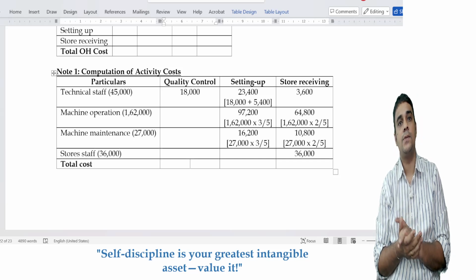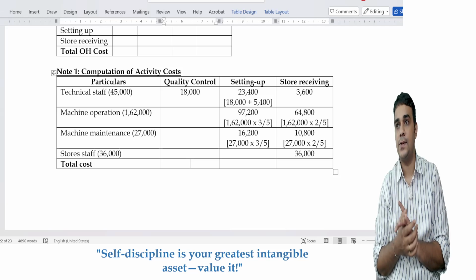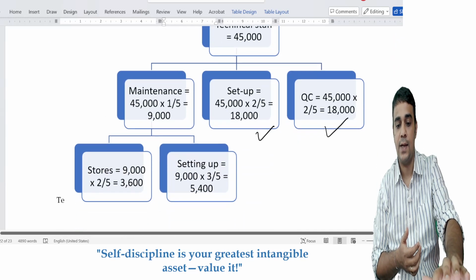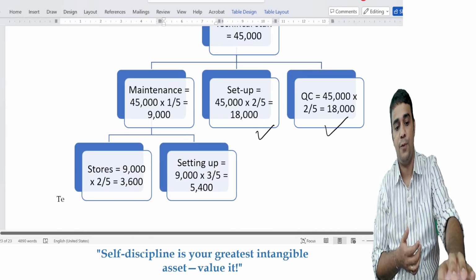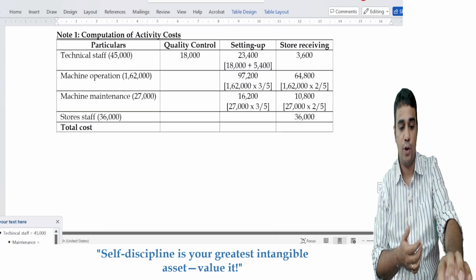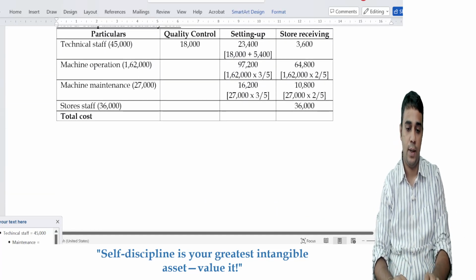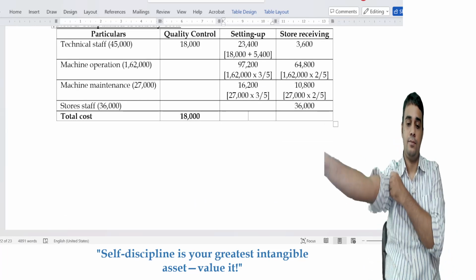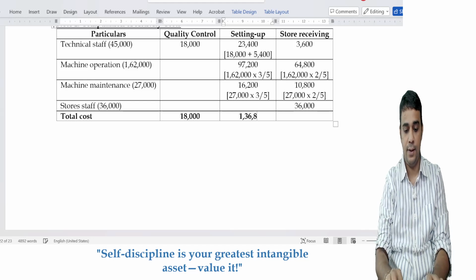Any doubts in this? 18, 23,400 and 36. Set up 18 plus 5,4 is 23,400, stores 36. Put a total. Tell me the total now. Quality control 18,000 as it is. 136,800.